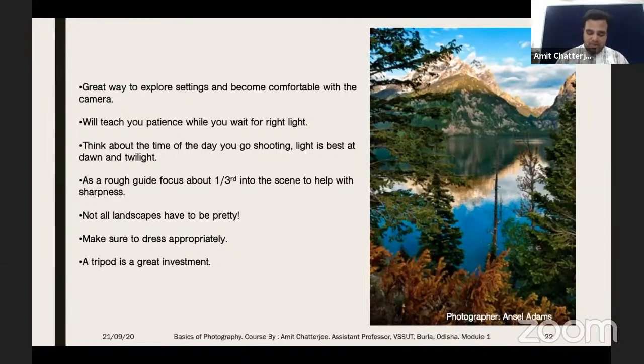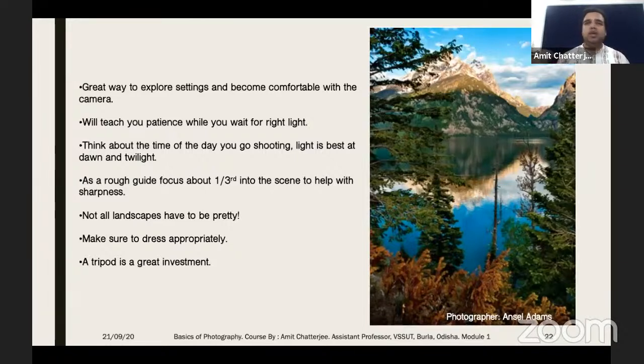The second thing, it will teach you the patience while we wait for the right light, because as I said, both in architecture as well as in photography, light plays a key role. The light is gone, the whole essence of that particular domain is gone. So you must have seen there are landscape photographers who almost wait for days together to get the perfect timing just to click a perfect kind of scenery. Now there are technical terminologies for that. There are pink hours, there are golden hours, there are blue hours.